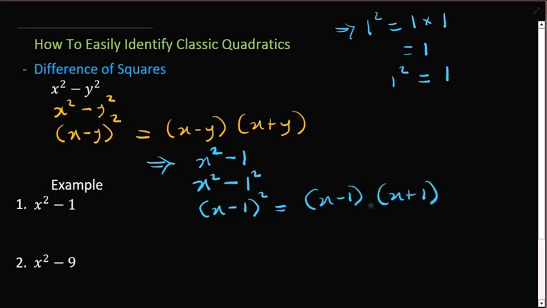The goal here is just to have one of the brackets adding and the other one subtracting, and then they are multiplying each other. That's just the difference of squares. Let's solve the last one.